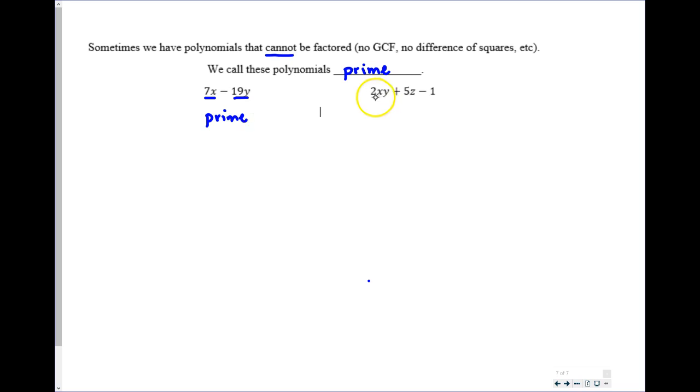Same thing with this guy. This has a 2xy, this has a z and a 5, and this has a 1. None of them have anything in common, so I'm just going to write prime, which is basically a fancy way of saying I can't factor this thing. It just is what it is. I can't turn it into a multiplication problem.